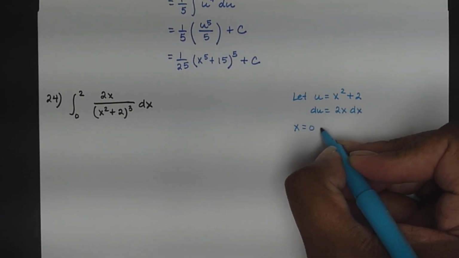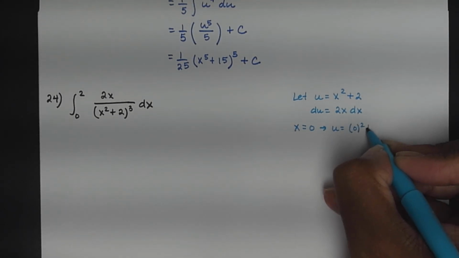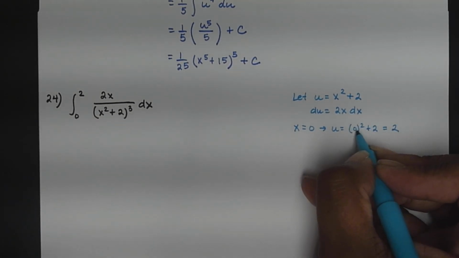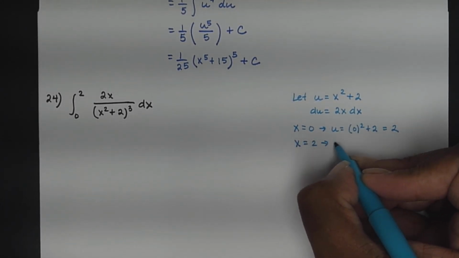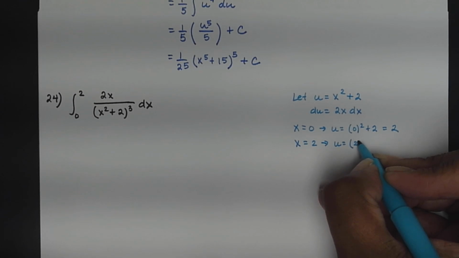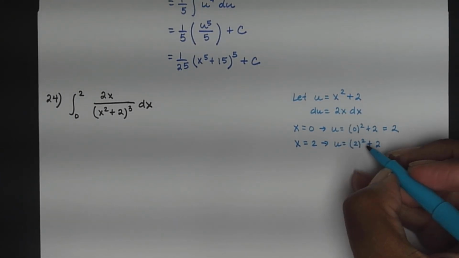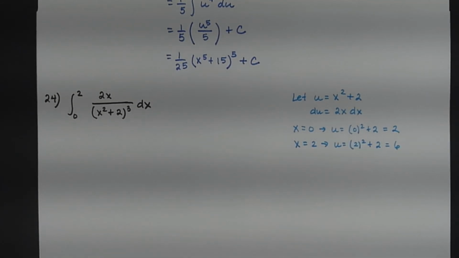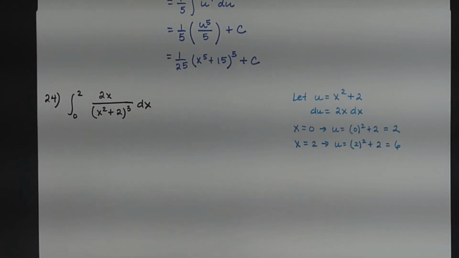So if x is equal to 0, that means u then will be 0 squared plus 2. That's going to end up being 2, because 0 squared is 0 plus 2, which is 2. And then for x equals 2, that means u will be equal to 2 squared plus 2. I'm substituting the x with 2. 2 squared is 4. 4 plus 2 would be 6. So now my new limits of integration will be from 2 to 6.